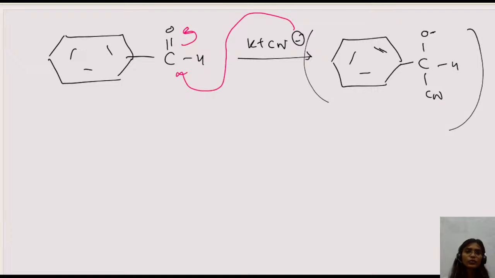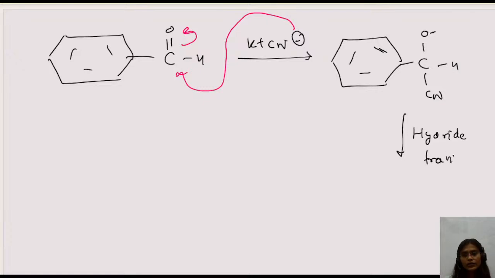Now the second point is what? Hydride transfer. Okay, so what is the meaning of this word hydride transfer? Hydrogen is going to transfer, where you're observing the hydrogen, this hydrogen. So it's a hydride transfer. So let's see actually what is happening. This O negative abstracts the hydrogen, and let's see how.